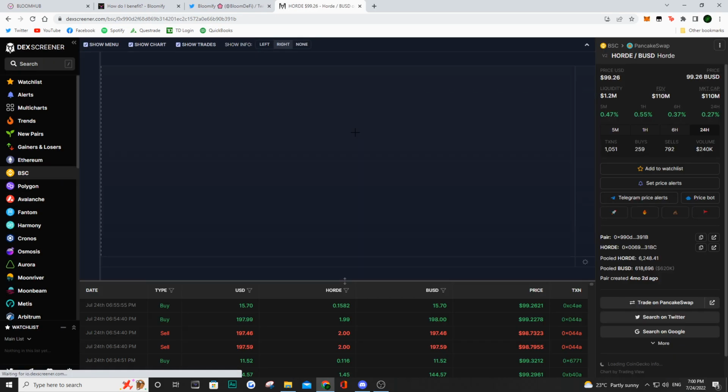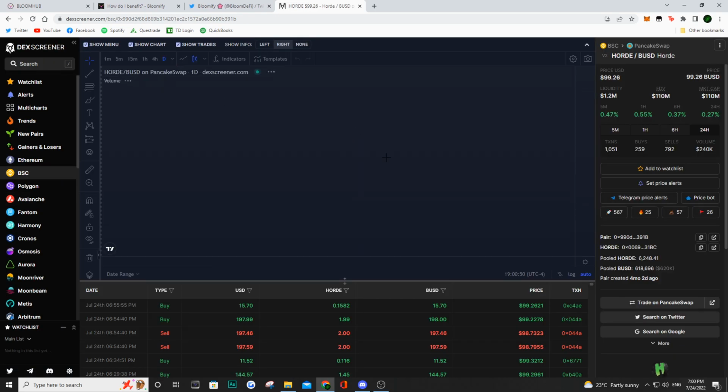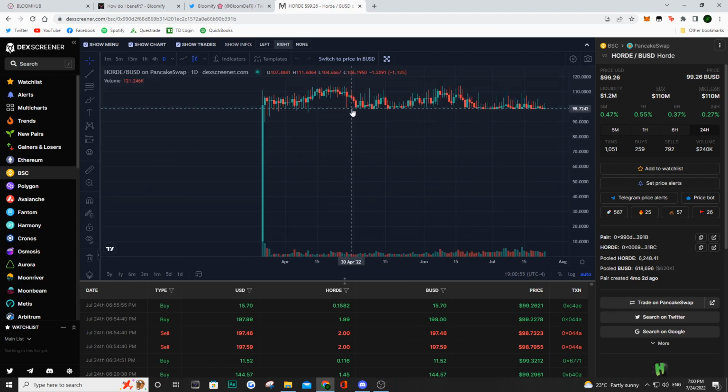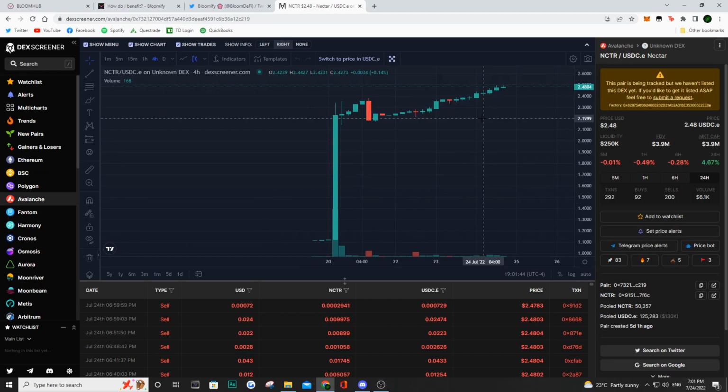If we take a look at that, they launched over 2 months ago, and they have been hovering around $99 all the way to like $110, which is absolutely crazy to see this liquidity management system work so well in a bear market like we're seeing right now. So that's exactly what Bloomify is going to use for their Nectar token.